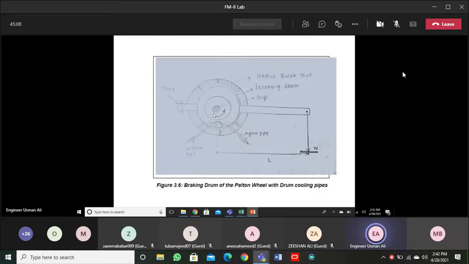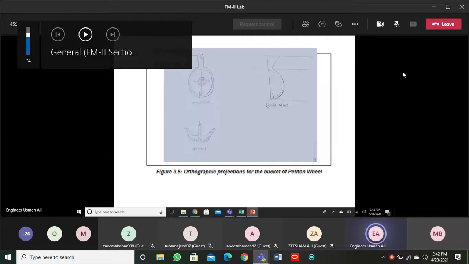The jet leaves on the other side by gliding over the internal curved surface of the bucket, as there is no splitter in the middle. So one thing is there is no splitter in the bucket of the turbo turbine. So the bucket of the turbo turbine is different from the Pelton wheel. So one difference is this.